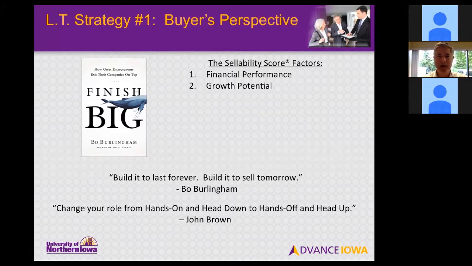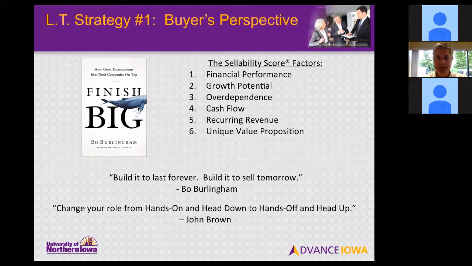Think like a buyer. Here are some of the sellability factors mentioned in this chapter in the book. First, what's the financial performance? Is it cash flowing? What's the potential for growth? Is there an over-dependence upon one customer or one supplier that puts this business at risk, especially if the owner or operator leaves? Cash flow again: the P&L could look good or bad, but the cash flow looks better or differently than the income statement says. So look at the actual cash flow of the business.